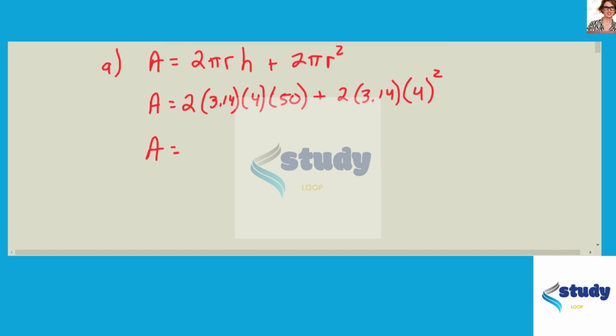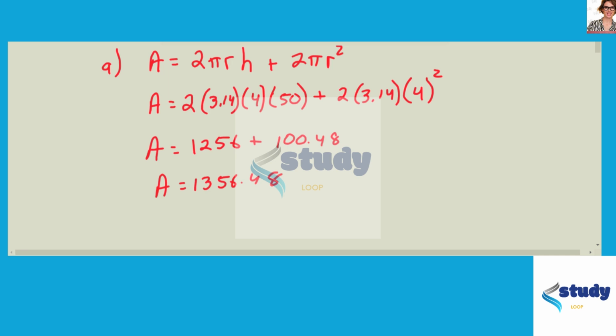For our first term, we have 2 times 3.14 times 4 times 50, which is equal to 1,256. For the second term, we have 2 times 3.14 times 4 squared, which is 16, and that gives us 100.48. Well, 1,256 plus 100.48 is equal to 1,356.48.